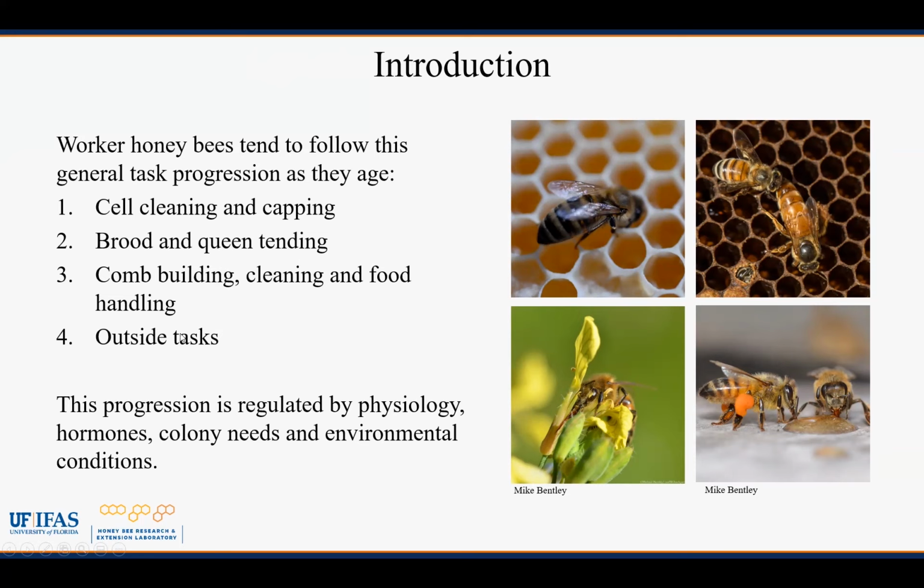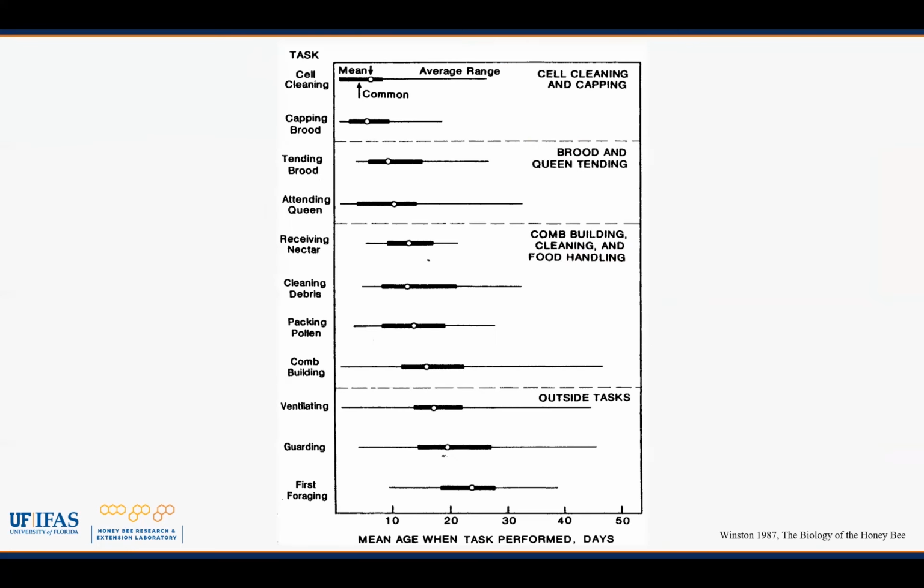This progression, their movement through these tasks, is regulated by physiology. In other words, the chemicals that they have pumping through their bodies. It's regulated by hormones, right? Those chemicals through their bodies. It's regulated by the needs of the colony and environmental conditions. So collectively, physiology, hormones, pheromones, colony needs, and environmental conditions are ultimately what help push bees through these series of tasks and helps them move to the tasks that are needed at any given point in time in the life of a honeybee colony.